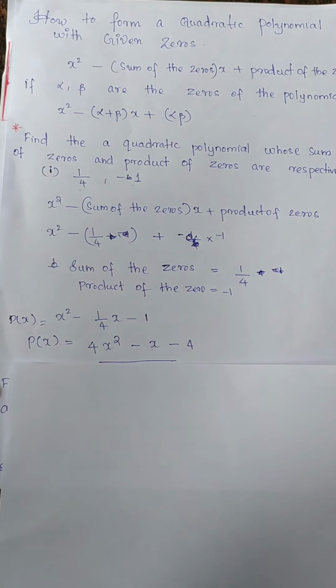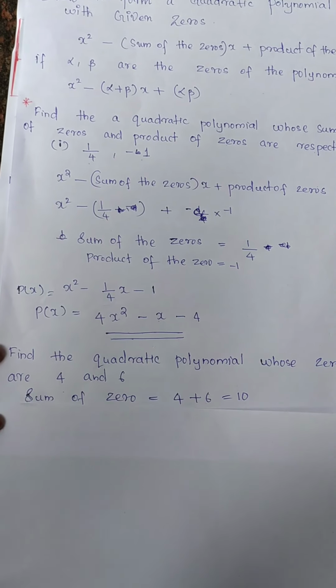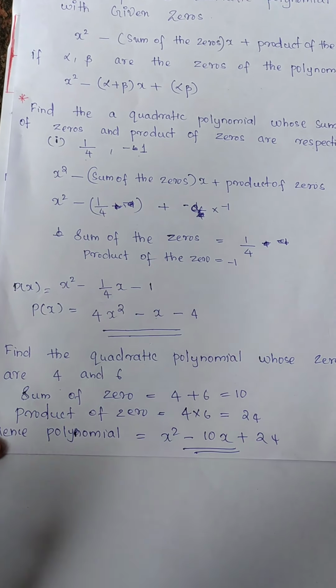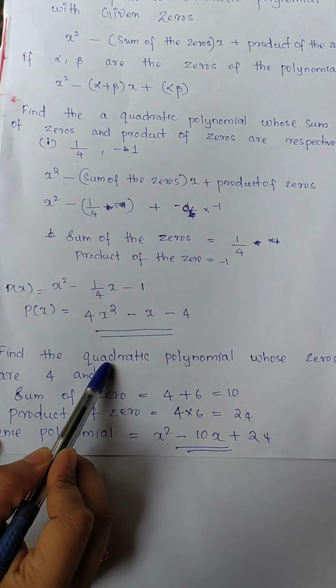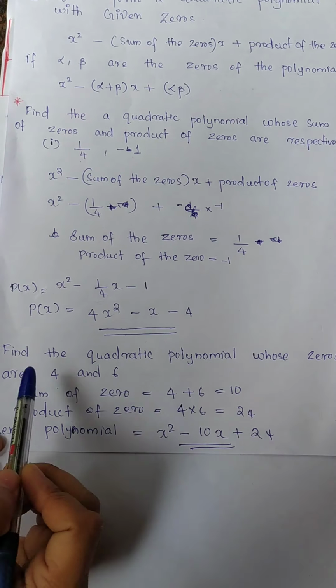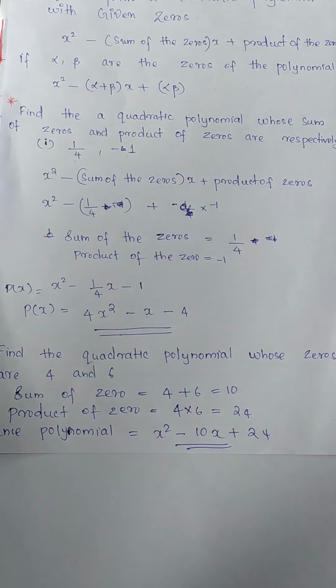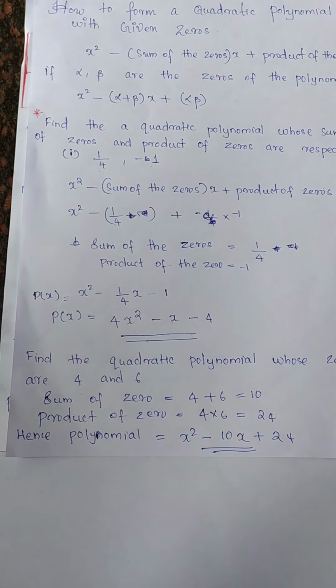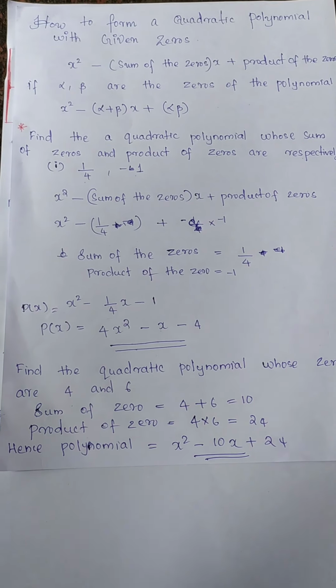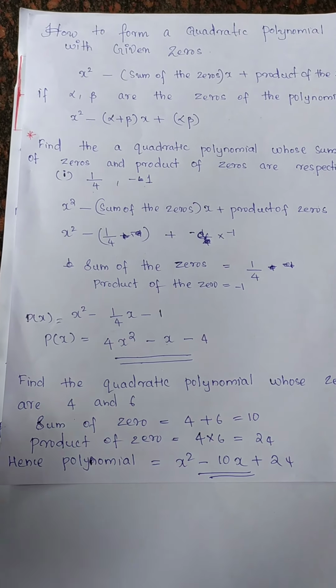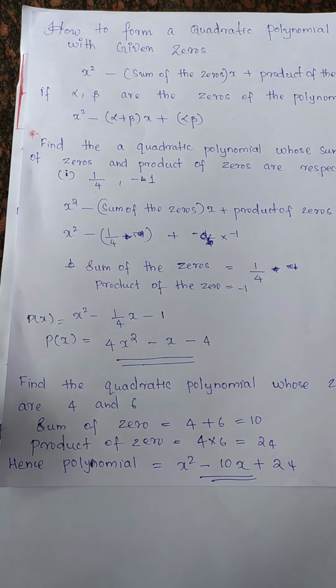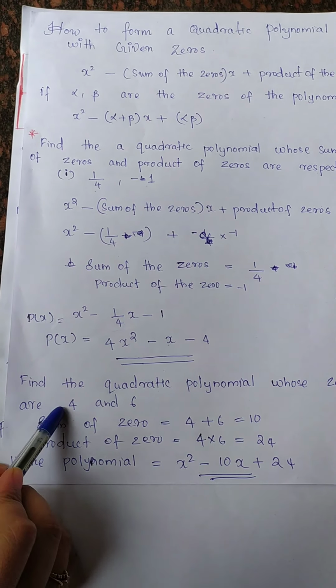Okay, now let's move on to the second problem. Find the quadratic polynomial whose zeros are 4 and 6. In the previous question we were given the sum of the zeros and the product of the zeros. Here two zeros are given: 4 and 6.